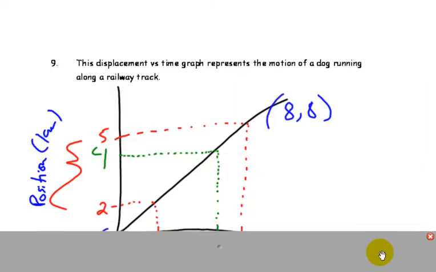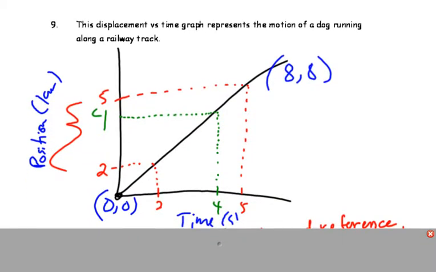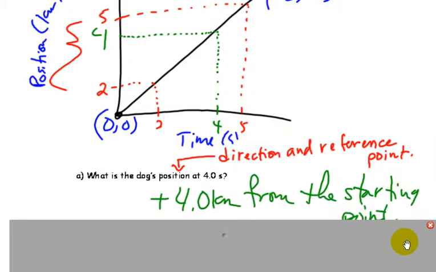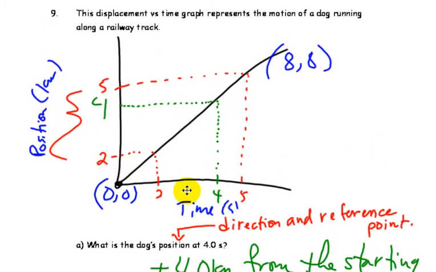Okay, we have another one here. We have a displacement versus time graph of a dog running along a track. If you look at the various points here, they correspond to 2, 2, 4, 4, 5, 5. What is the dog's position at 4? Now be careful here. It's a position versus time graph. So if it's asking you for a position, you just simply read off the graph.